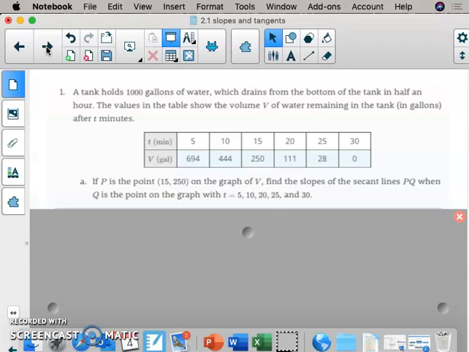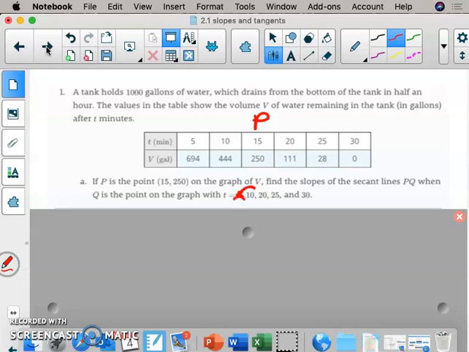A tank holds 1,000 gallons of water, which drains from the bottom of the tank in half an hour. The values in the table show the volume of the water remaining in the tank in gallons after t minutes. If P is the point at (15, 50) on the graph of V, find the slopes of the secant lines PQ if Q is at t equals 5, 10, 20, 25, and 30. We are not going to do all of them. I know you can calculate slope. Let's just do one of them.